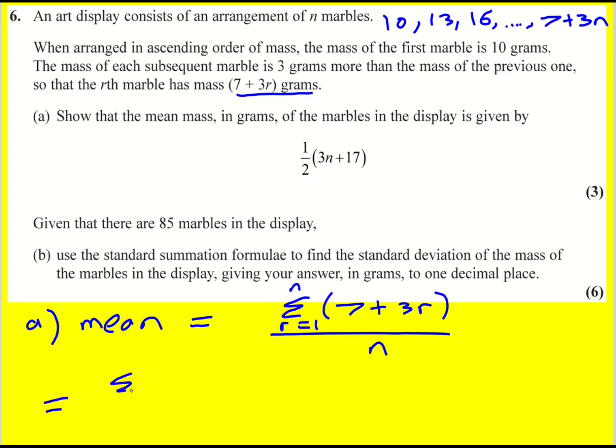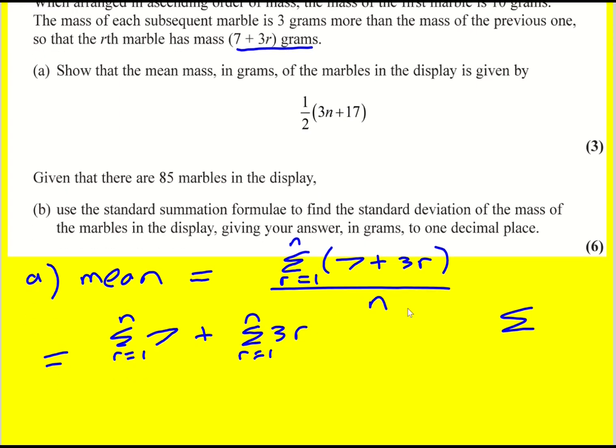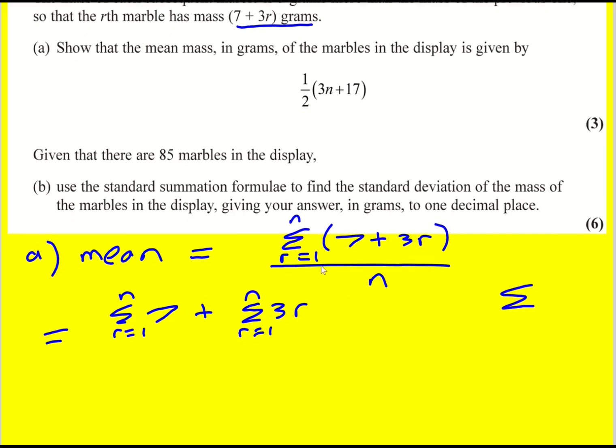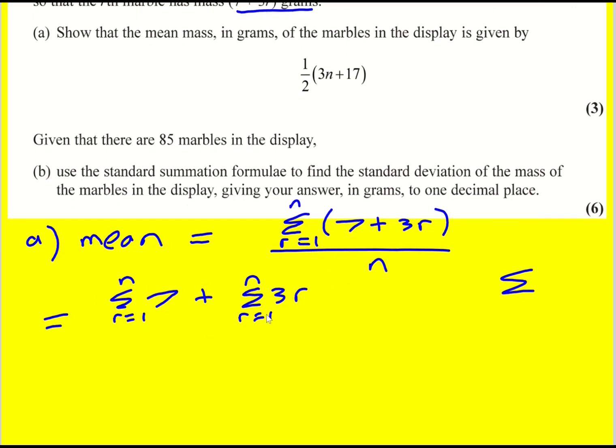Okay, so now to deal with this, you could ignore the limits at this point because it is just from 1 to n. And if you just write that, that's actually what it means. You'll see that in statistics. But I'm going to write it to be really clear. Okay, so what I can do is split the summations up. Instead of doing 7 plus 3r and summing that n times, I can sum n lots of 7, and then the summation from r equals 1 to n of 3r, still divided by n.